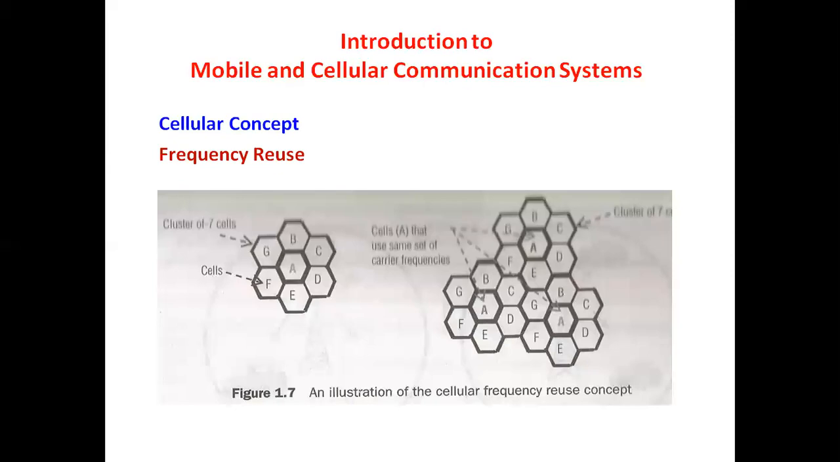Now let's have an illustration of cellular frequency reuse. On the screen, we see that there is a cluster of 7 cells. If we take 3 such instances and if those 3 are arranged as shown on the screen, then the cells A can use the same set of carrier frequencies.